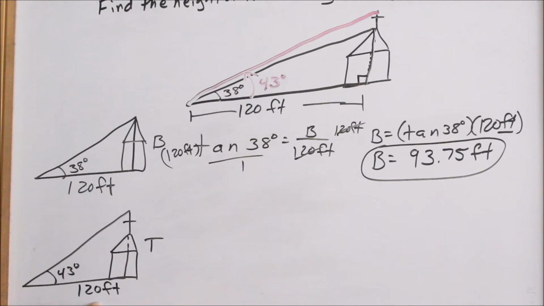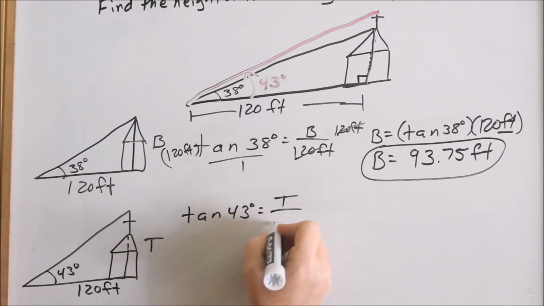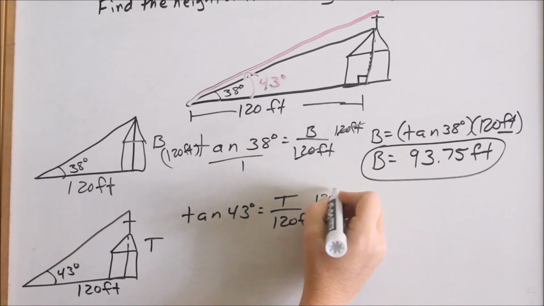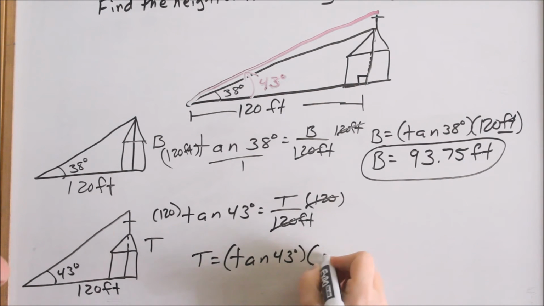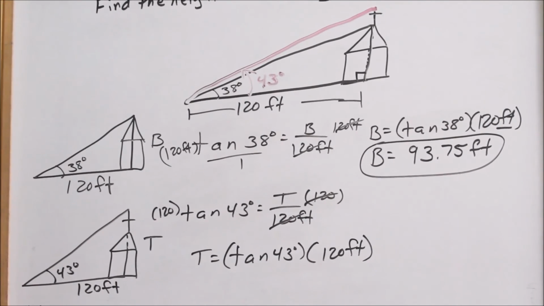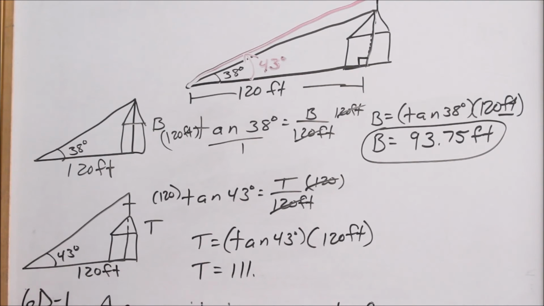Okay, now let's go to here for the top of the cross. How tall is it to the top of the cross? Still, we're using tangent, opposite, adjacent. So tangent 43 degrees is the height to the top of the cross over adjacent. If I multiply 120 to both sides, that cancels over there. So then the top of the cross is tangent of 43 degrees times 120 feet. So tangent of 43 degrees is 0.9325. Multiplying that by 120, the height to the top of the cross is 111.90 feet. You always want to make sure your answers make sense. The height to the top of the cross should be taller than the building, and it is.